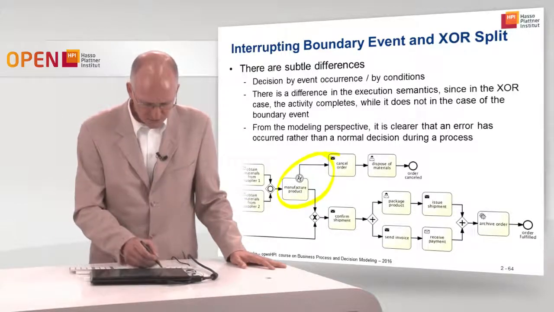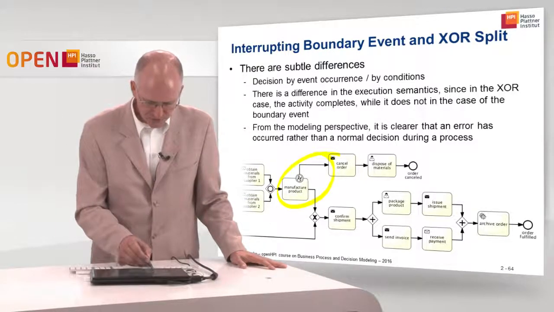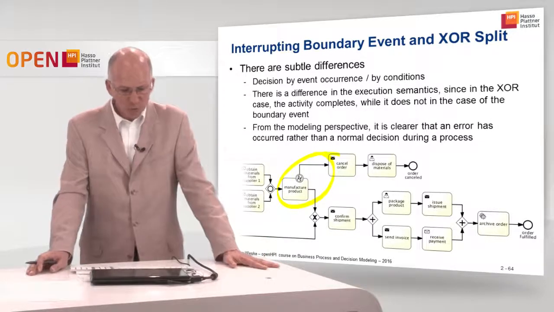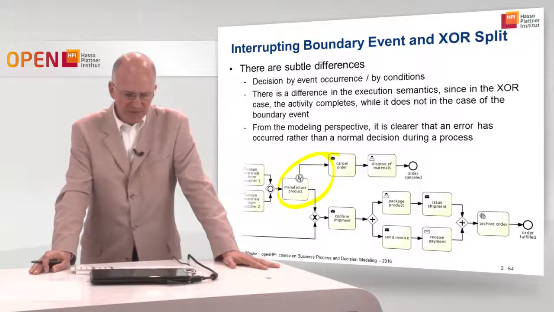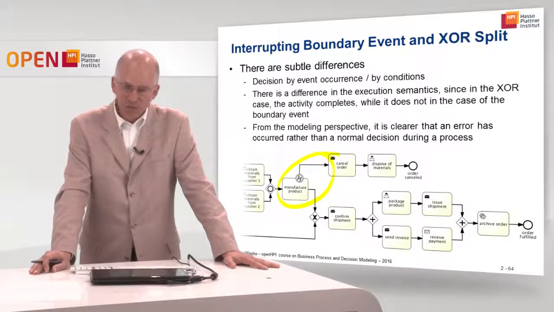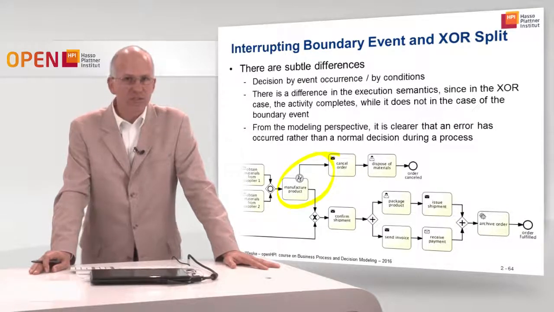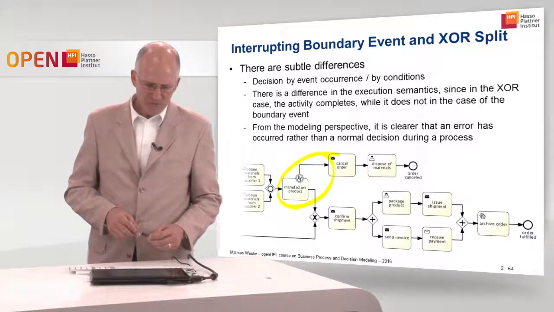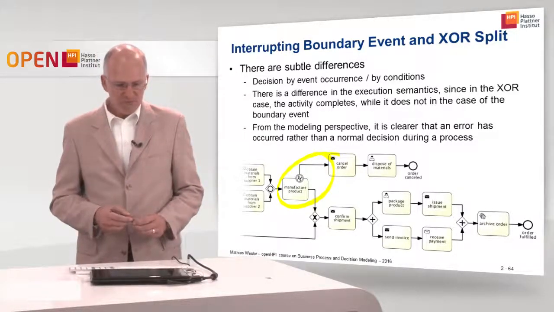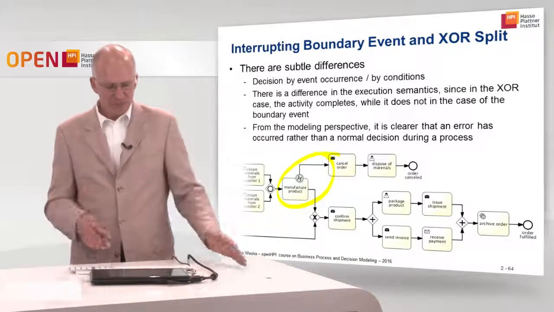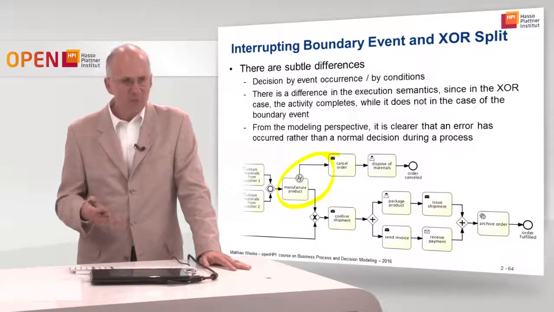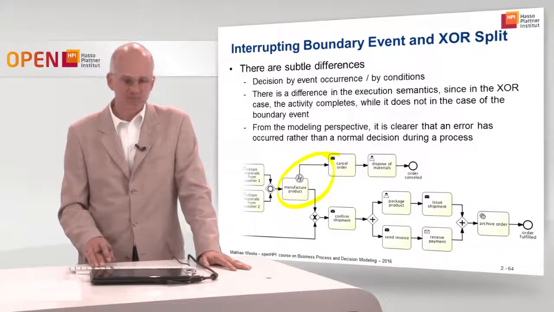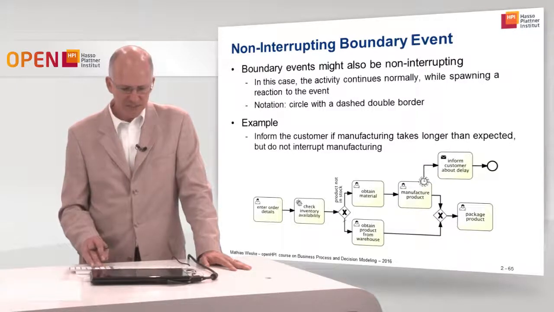And in that case, I think also that the situation is modeled appropriately using the boundary error event, since if an error occurs during manufacturing the product, I don't need to continue manufacturing, I just cancel the order and get rid of the material. If the error does not occur, then manufactured product continues properly, terminates, and then the normal flow of the process continues. I would not be able to express the same semantics using the XOR split.